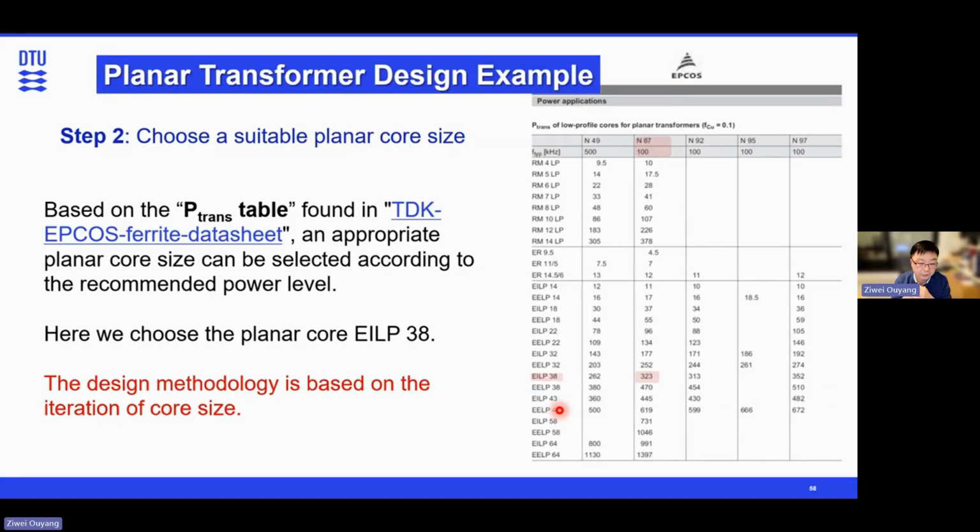This is the starting point. I'm going to select EIRP38 as the starting point. And then if the core loss is over the limit, we can change to another core.